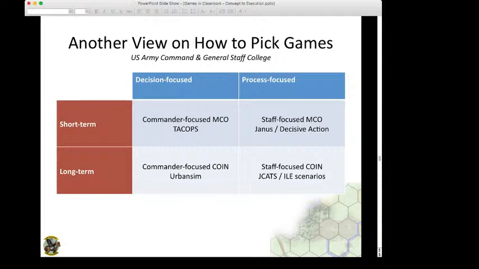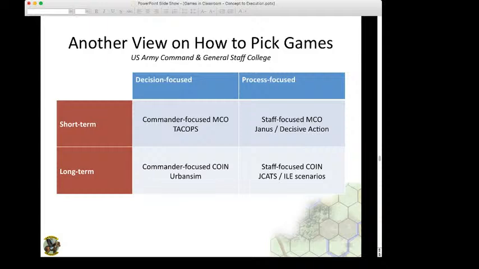And so if we're looking at things that are decision-focused, we're focused on the commander. Is the commander making the right decisions within those contexts to come to the outcome that you're after, whereas the process-focused things are more staff-focused. Is the staff doing the right things in the right process, in the right way, in the right sequence to get to the kinds of outcomes that they should be producing as a collective unit?